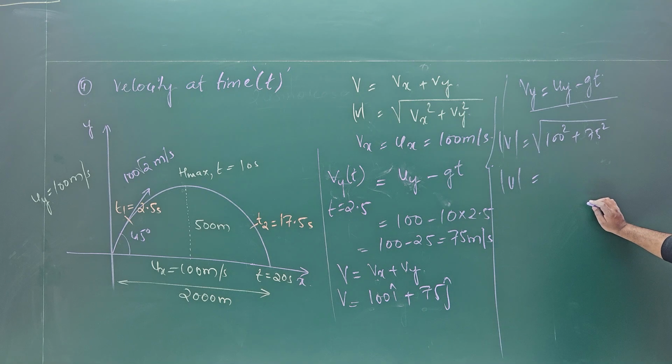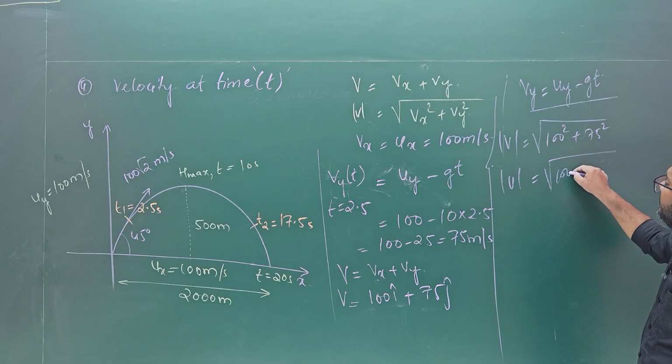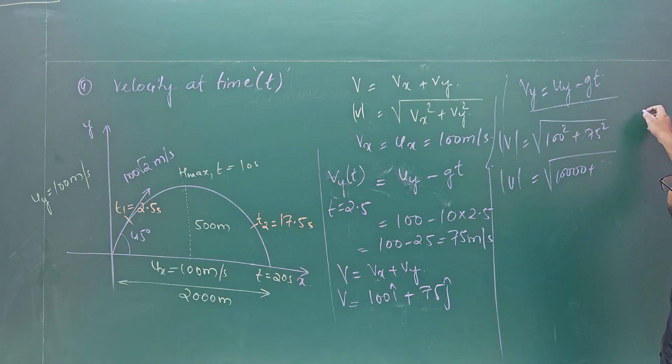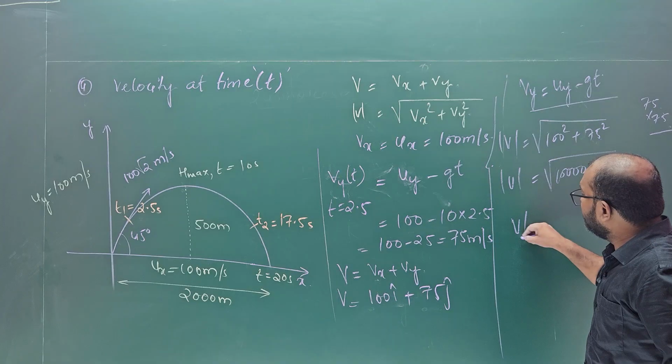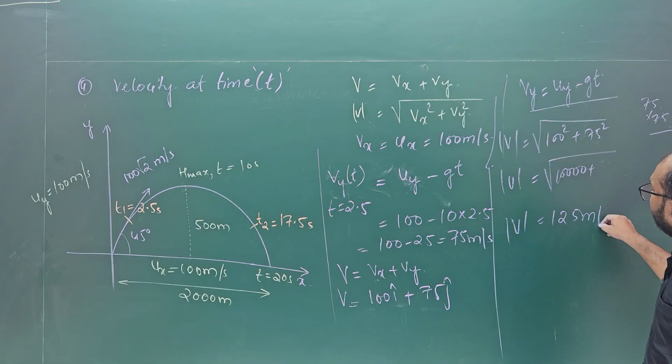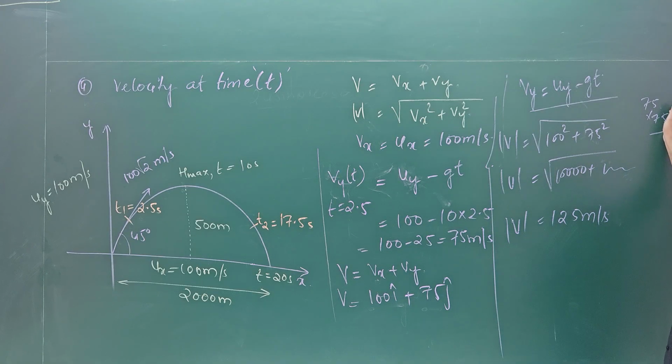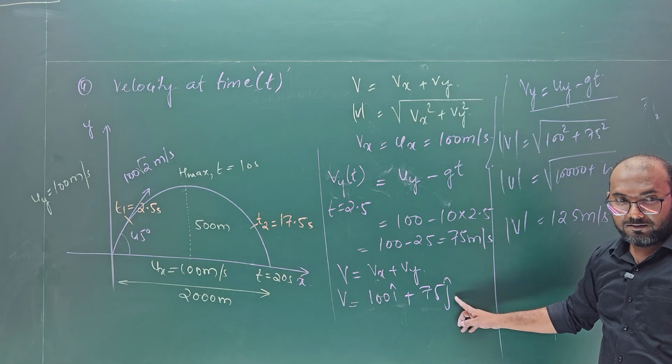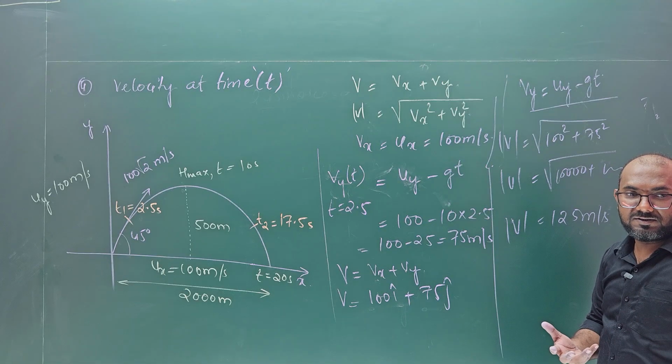Calculate fast. 75 into 75. Okay, so V is 125 meter per second. Whatever this value is, after substituting, you get the answer. That is what? 125 meter per second. Check yourself. So this is how we can calculate the speed. This is the speed of the body, and this is the velocity of the body. Got my point? The magnitude of velocity is nothing but speed.